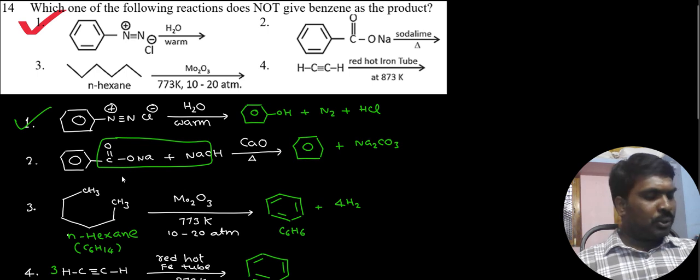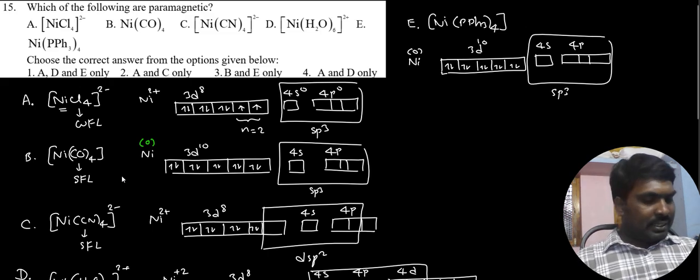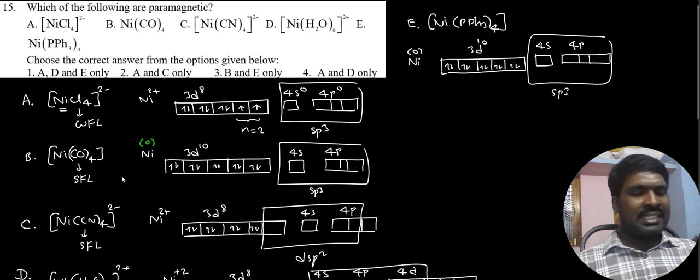Now moving to the next question. Which of the following are paramagnetic? NiCl4 2 minus, Ni(CO)4, Ni(CN)4 2 minus, Ni(H2O)6 2 plus, Ni(PPh3)4. Choose the correct answer from the options given below. So first, NiCl4 2 minus. Here chloride ion is a weak field ligand.